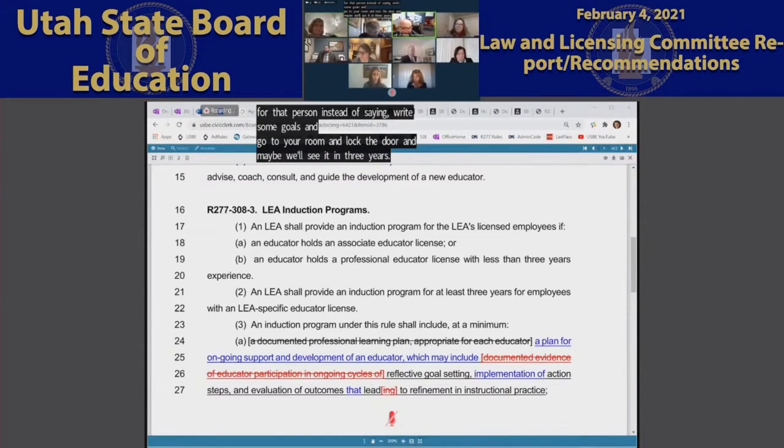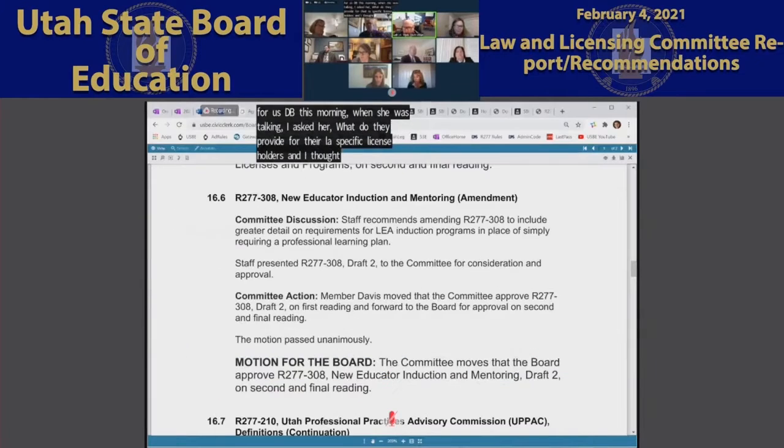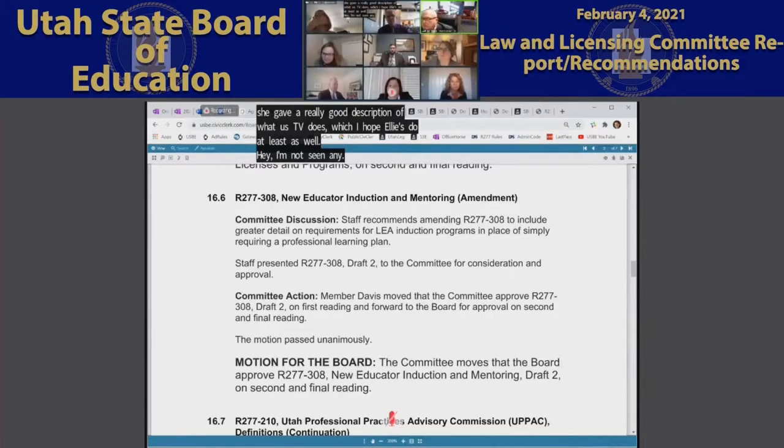Okay, I'm not seeing any, we go back to the motion. Not seeing any hands raised. So the motion before the board is that the board approve R277-308, new educator induction and mentoring, draft 2 on second and final reading. Board members, please vote at this time. This is Natalie. Yes. Okay, thank you.